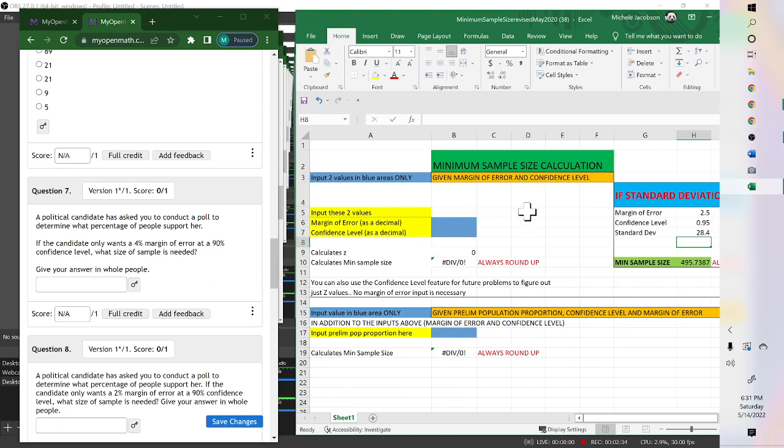A political candidate has asked you to conduct a poll to determine what percentage of people support her. If the candidate only wants a 4% margin of error at 90% confidence level, what size of sample does she need? So we were only given two things, these two. And their percents, you need to write them as decimals. So margin of error, 0.04. And confidence level, 0.9. Always round up, 423.